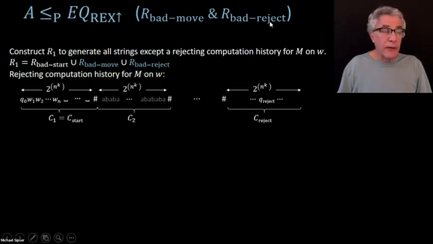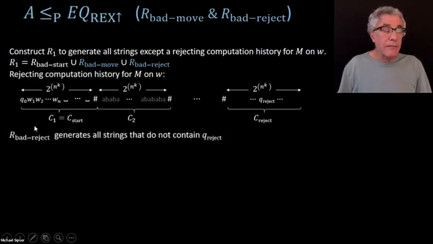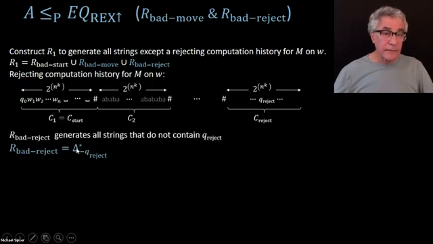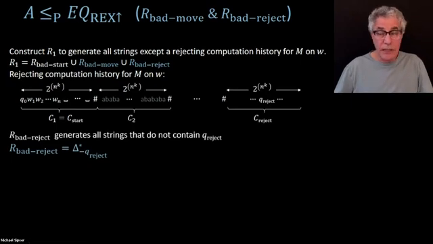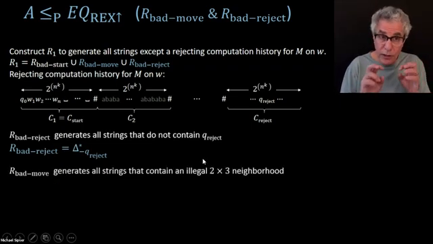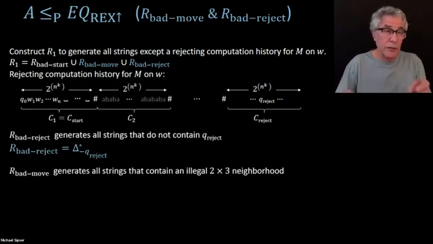So now I'm going to describe the bad move and bad reject pieces. Bad reject generates all strings that don't contain the Q reject symbol. So that's going to certainly describe all of the strings that don't end correctly. And that's simply the delta with the Q reject symbol removed, and then any string of those. So that's all strings that don't have Q reject. That describes all strings that don't end with a Q reject, plus some other junk strings along the way. But that's all. It's never a problem to put in other bad strings that might be captured in some other part of the regular expression. You just want to make sure you don't put in that one uniquely good string, which is the rejecting computation history string.